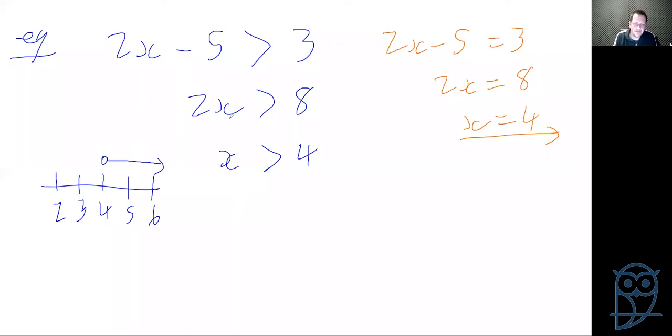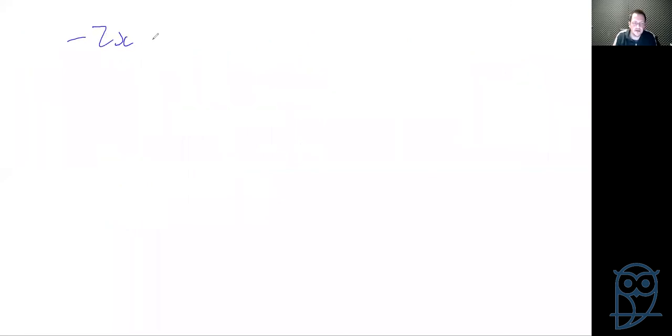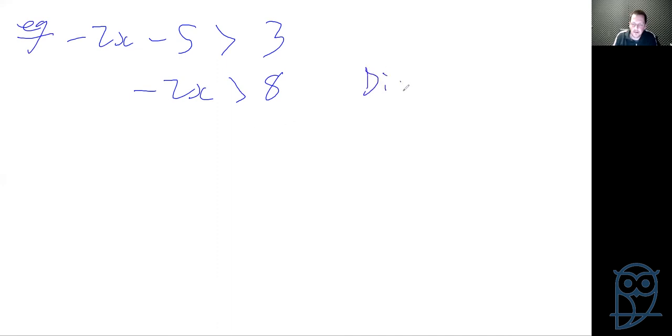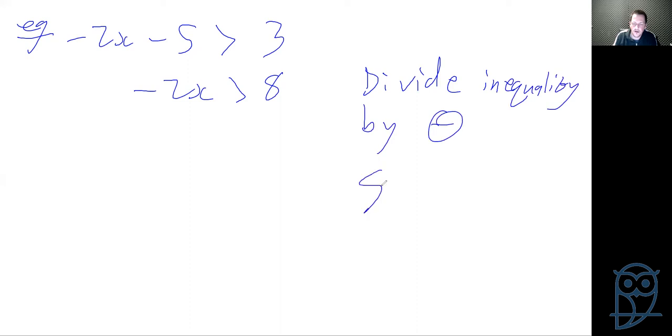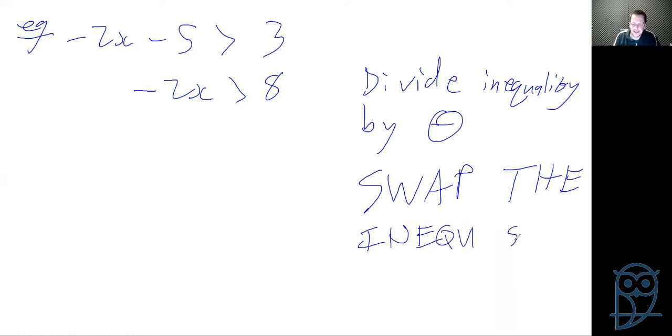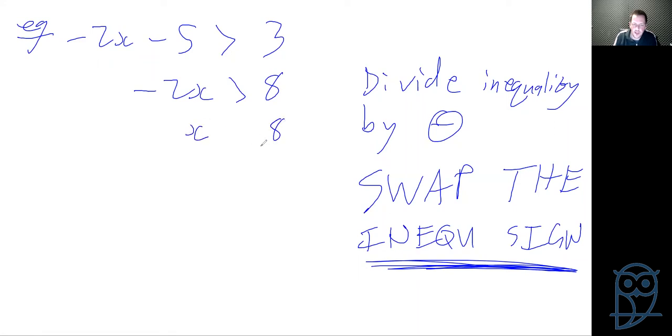What happens if we have a negative number here? So what happens if it's minus 2x minus 5 greater than 3? Take the 5 over, not a problem. But now we've got to divide by the minus 2. And when we divide an inequality by a negative sign, we swap the inequality sign. Very important. So if I'm dividing by negative 2, 8 over negative 2 is negative 4. This sign changes to the opposite.